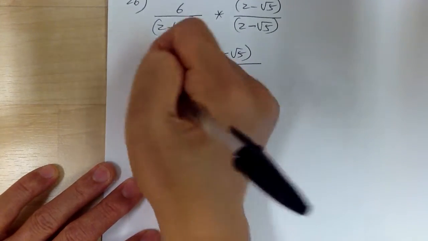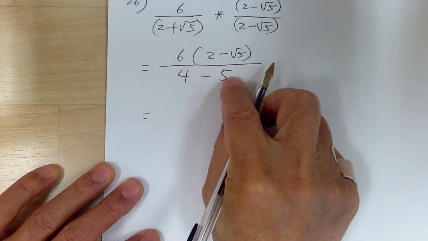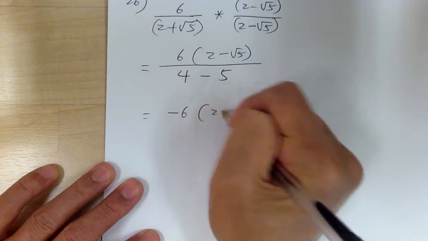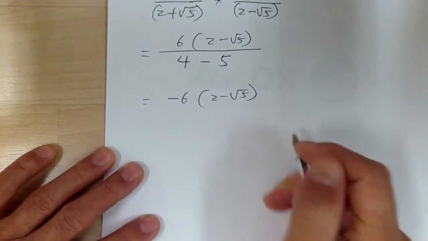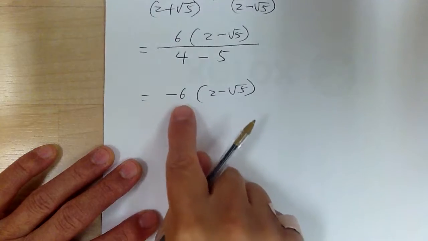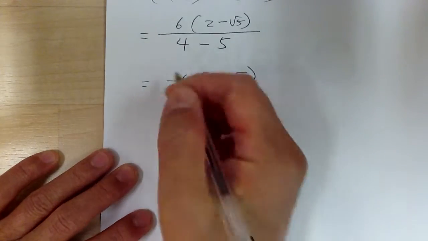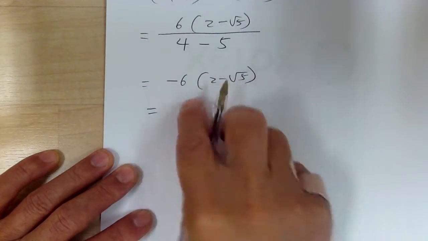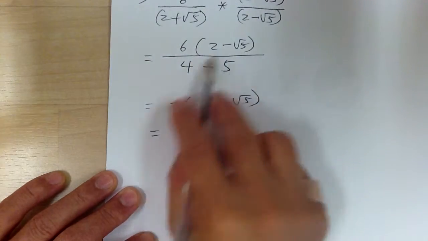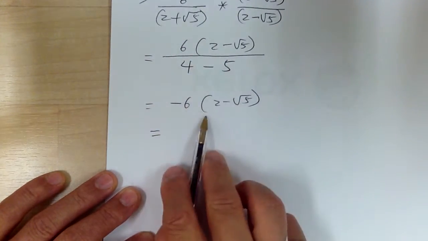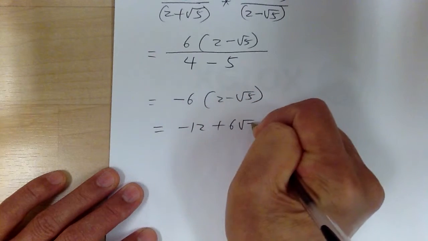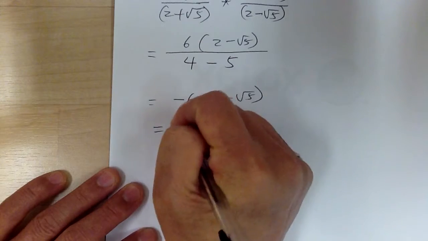So this will equal, 4 minus 5 is negative 1, and you can move the negative to the top, right? So it becomes negative 6 times 2 minus square root of 5. Again, 4 minus 5 is negative 1, and negative 1 you move it to the top. So that's how I get a negative 6. Then after that, this is when you're going to start to multiply. So don't multiply out over here. Okay, you wait until you get all done with the bottom, then you multiply out. So you're going to get negative 12 plus 6 square root of 5. And that's it.